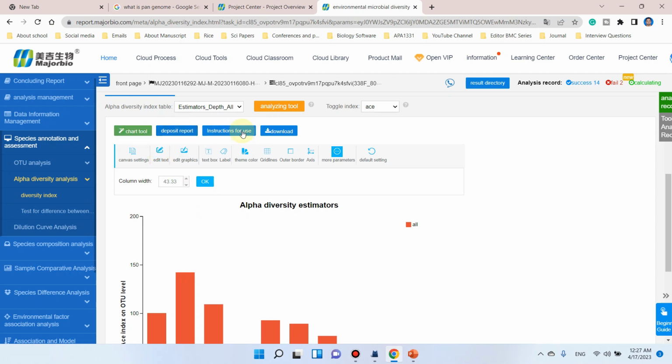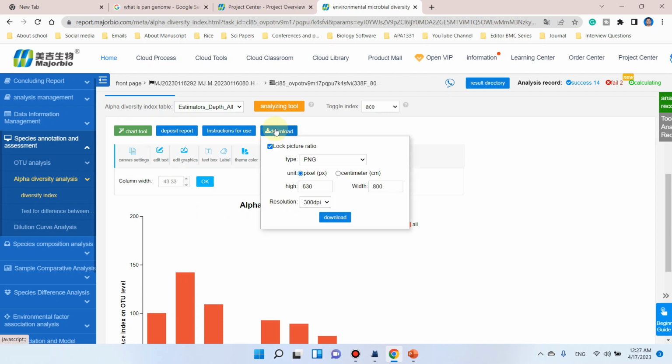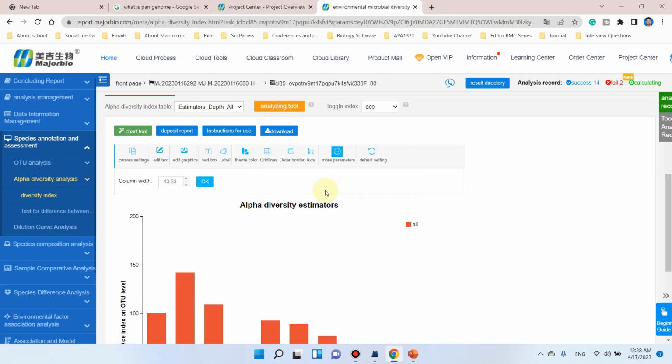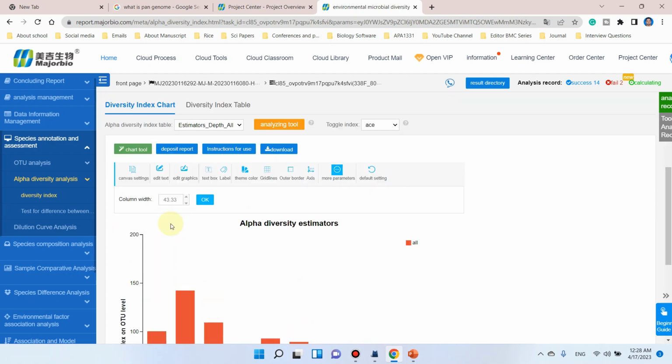Similarly, we have deposit report, instruction for use. And similarly, if we want to download this figure and use it as such in our article, we can change the format here. Like if you want to download in the form of TIF or PDF, you can download and use it.